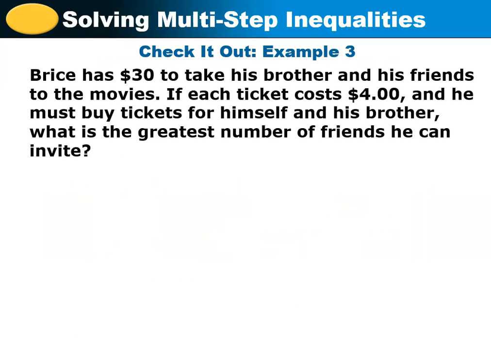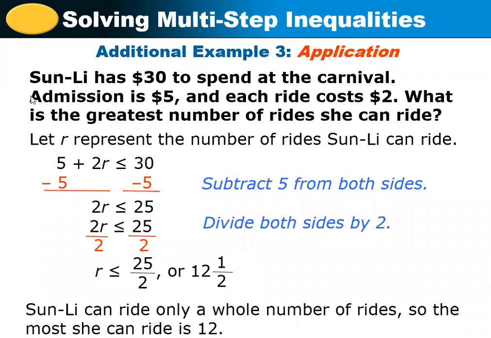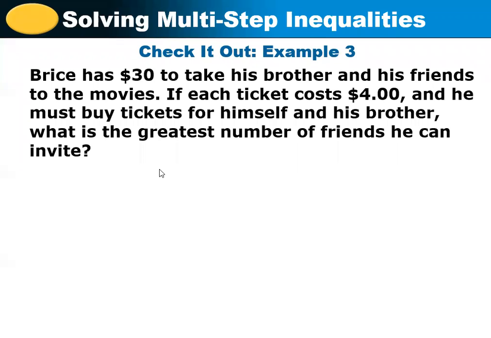One more question. In this question, Price has $30 to take his brother and his friends to the movies. The budget which he put for himself is 30, and each ticket costs 4. So we can say 4x or 4y or 4t. And he must buy tickets for himself and his brother. What is the greatest number of friends he can invite?